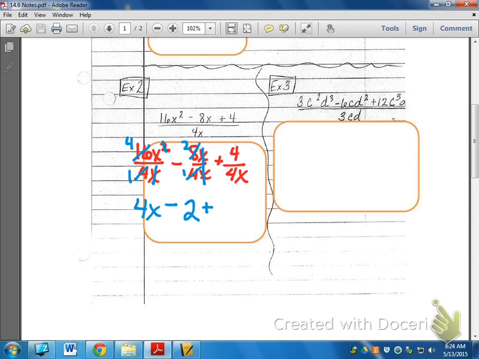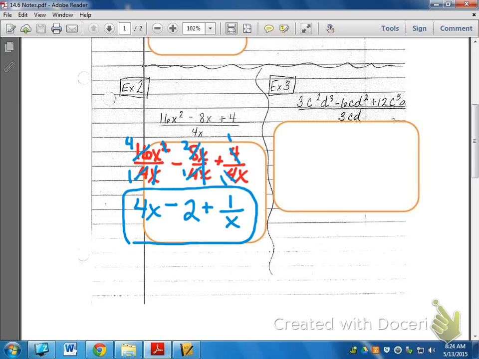Then plus, okay, 4 over 4x. So as far as the 4's are concerned, the 4's cancel and become 1's. There's no x on the top to cancel with the x on the bottom, so it has to stay there. You can't leave the top of a fraction blank, so I've got to put that 1 up there over x. And the final answer on this problem is 4x minus 2 plus 1 over x. I said the answer might look strange. This one does, and that's what you do.